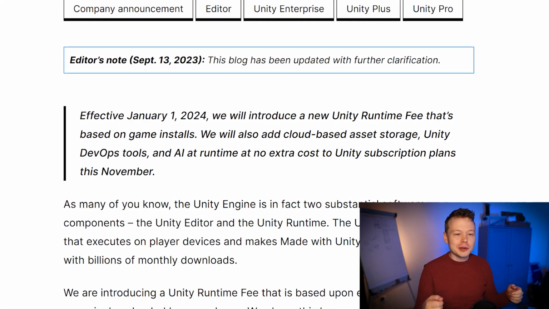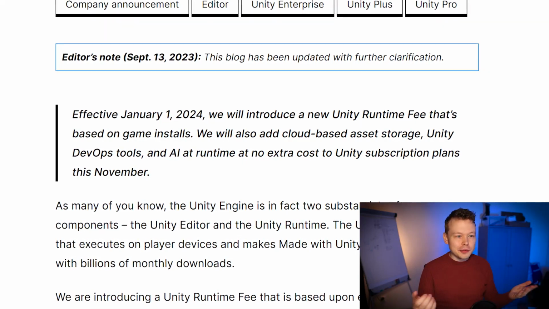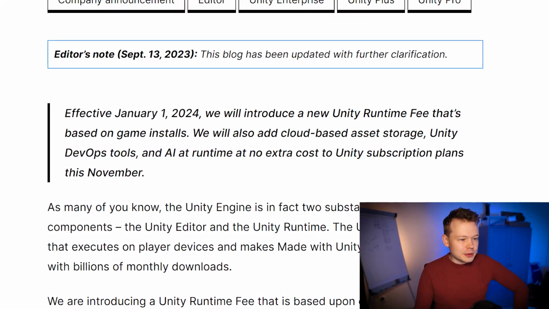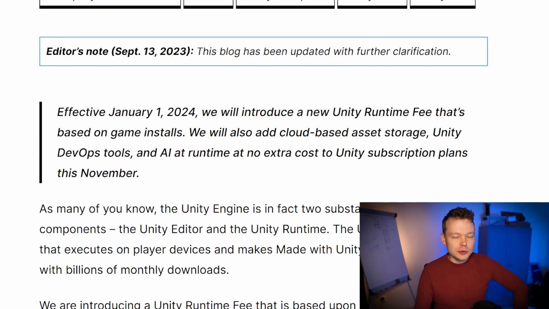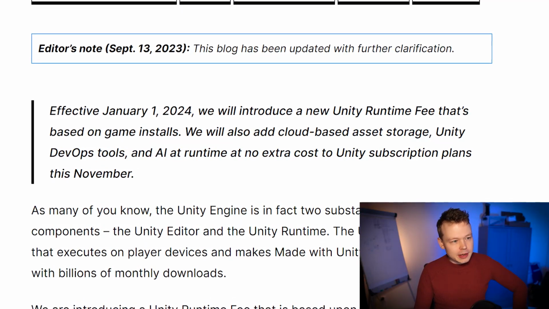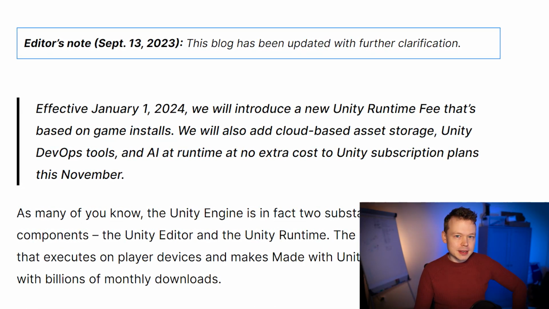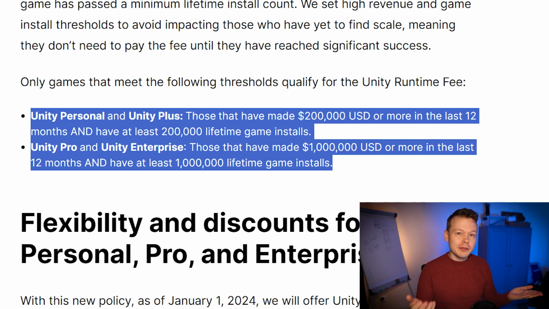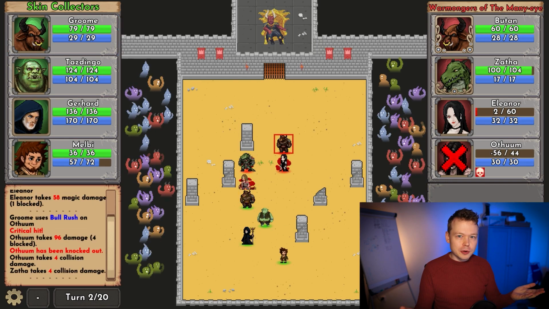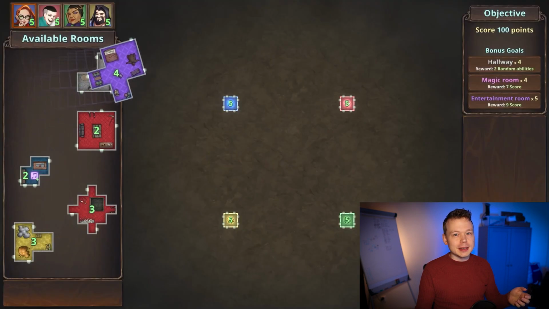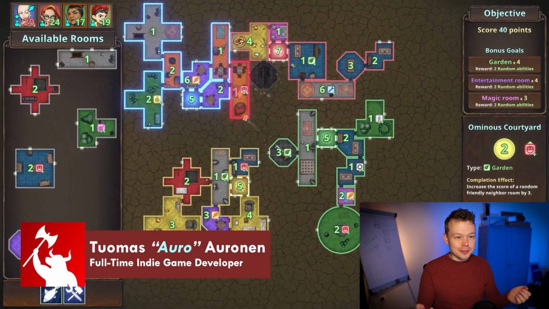So, Unity did a big dum-dum and the whole game dev industry is now in an uproar about it. If you somehow haven't heard about it yet, basically a few days ago, Unity announced that starting January 1st, 2024, they will now start invoicing games for each install the game gets, if the game has met certain revenue and install thresholds.